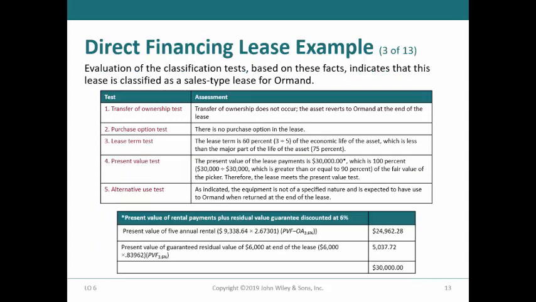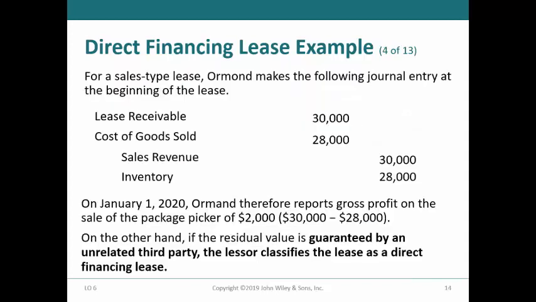As this slide shows, we see that the lease would meet the present value test for a sales-type lease because the present value of the lease payments is $30,000, which is equal to the fair market value of the picker. To record the sales-type lease, Ormond would debit lease receivable for $30,000 and cost of goods sold for $28,000 and credit sales revenue for $30,000 and inventory for $28,000. Thus, the entire gross profit on the sale of $2,000 is recognized at the inception of the lease.